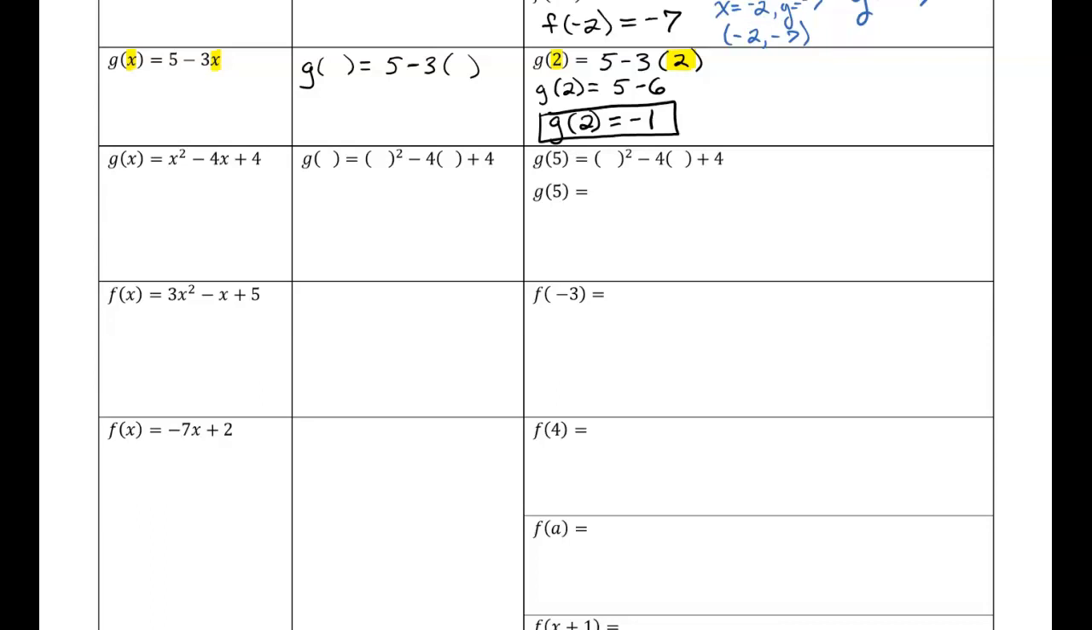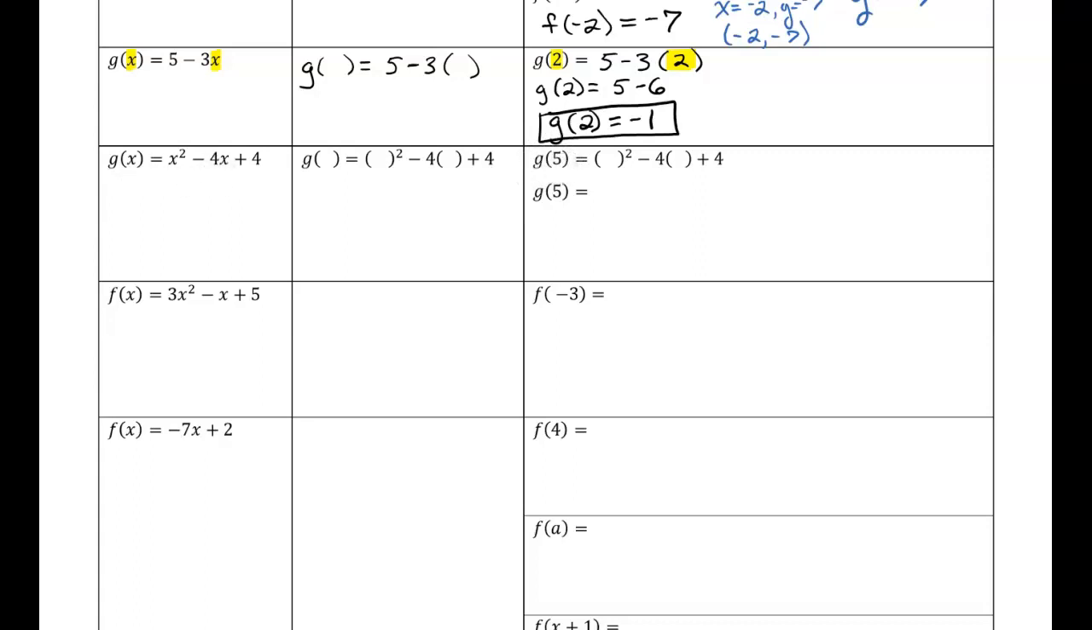NCBM 0324, Section 1.4, Evaluating Functions Using Function Notation, Part 2. So let's look at some more examples, some that may be a little bit more involved. They have different operations. On the next one, we have g of x is equal to x squared minus 4x plus 4. And eventually, we're going to find g of 5.